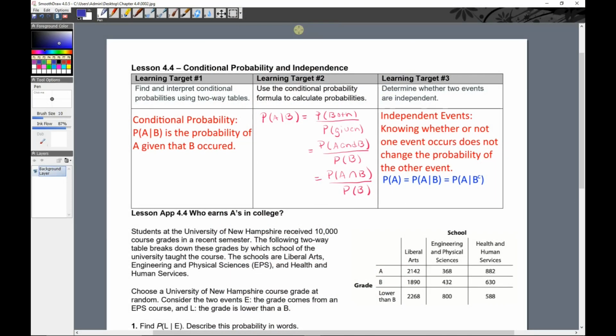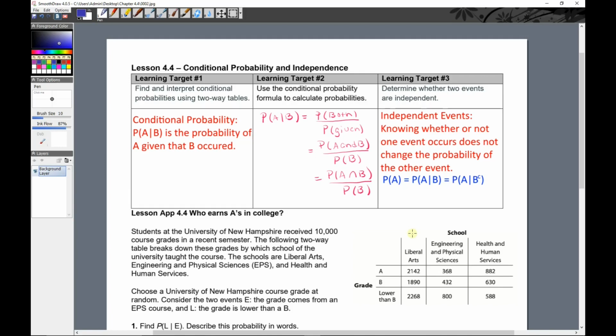We're on the back page looking at our learning targets, and the first one is to find and interpret conditional probabilities using two-way tables, kind of like what we have down here. And so we're going to put in sort of how conditional probability is notated. So the probability of A given B is the probability of A given that B occurred. And remember, whatever the sample space is, it's going to shrink down to only the given, which is in this case B.